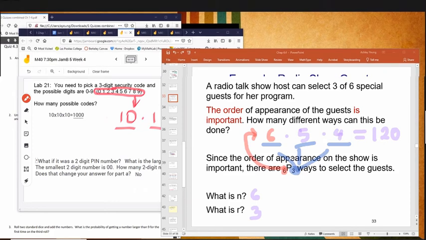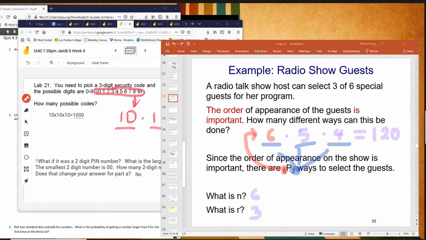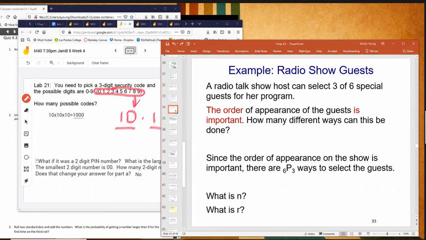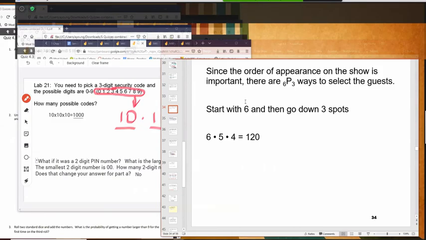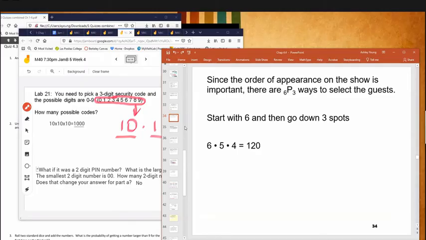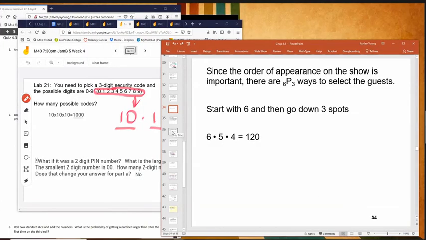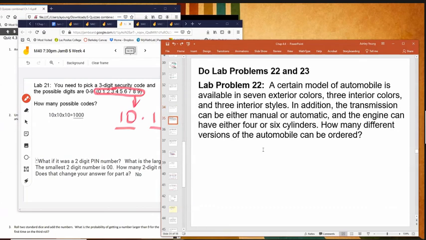Okay, clear that, and let's move on. Oh yeah, here it is again, prettier. And you guys do problems 22 and 23. So hop into your groups and do those.